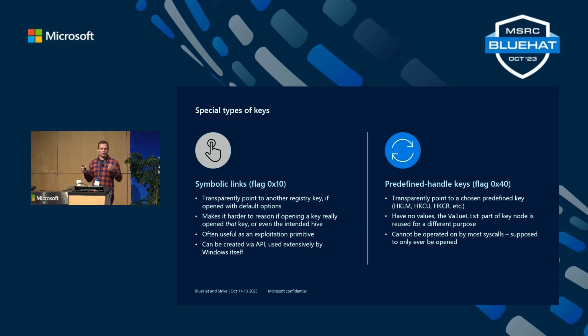And then we have this even weirder type of key, which is a predefined handle key, which is kind of similar to symbolic links, but instead of pointing to an arbitrary path in the registry, it points to an arbitrarily chosen predefined key, which means one of the top-level keys, such as HKLM, HKCU, and so on and so forth, right? So in order to store the information about where this key actually points, the value list part of the key node was reused for that purpose. So that means that the key actually doesn't have any values.